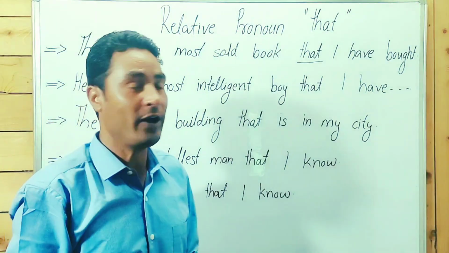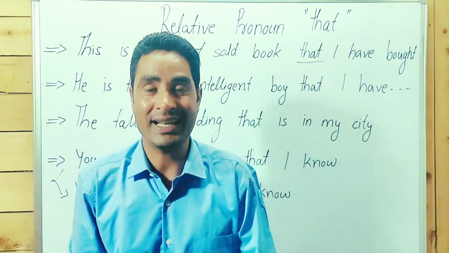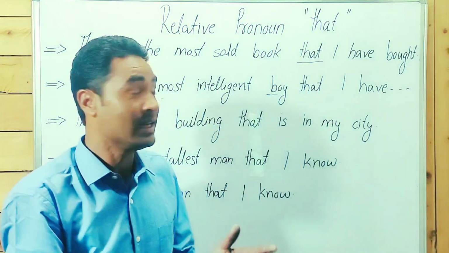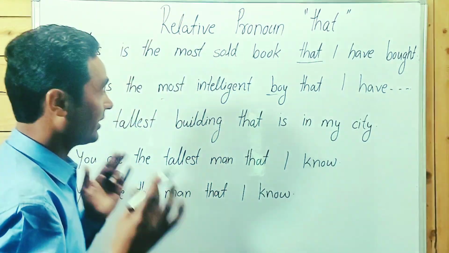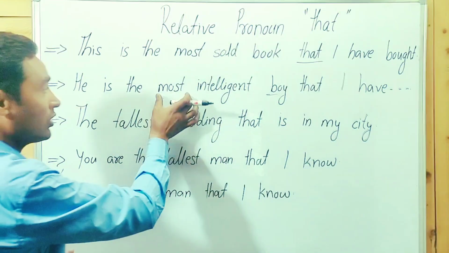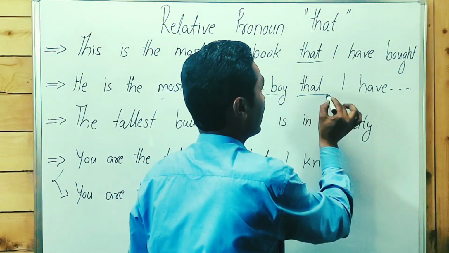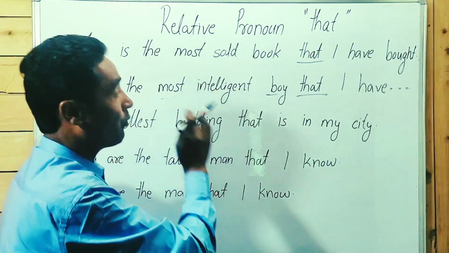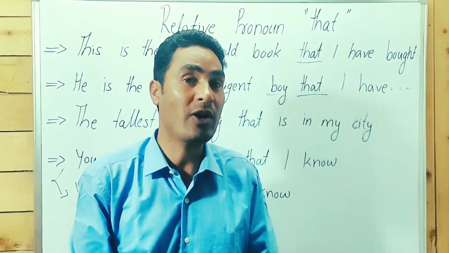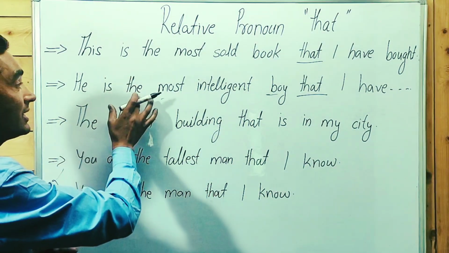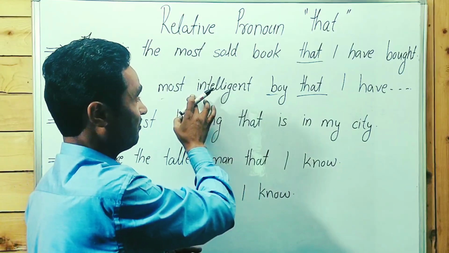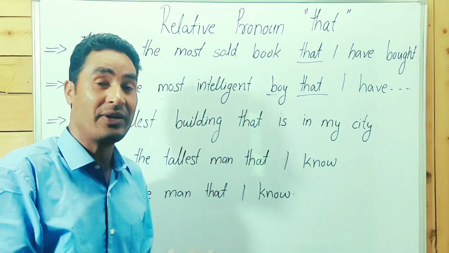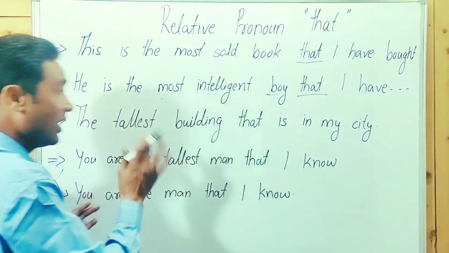He is the most intelligent boy that I have known, that I have seen, that I have ever seen, whatever you want to say. Because of superlative degree, we have to use the relative pronoun that. Otherwise, if you write this is the intelligent boy whom I have ever seen, in this case we have to use whom. For objective case, for human beings, we use whom.